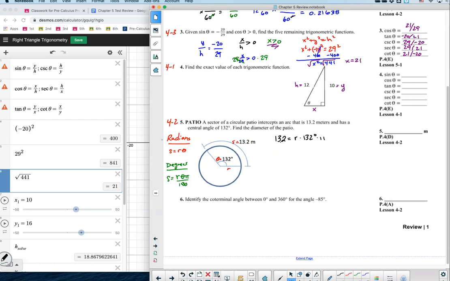And I'm going to multiply by pi and divide by 180. Once again, we'll see that these degree symbols simplify out. And so I can do a little math here. To solve for r, I'm going to do the opposite. I see it's multiplying by 132 and multiplying times pi, and dividing by 180.